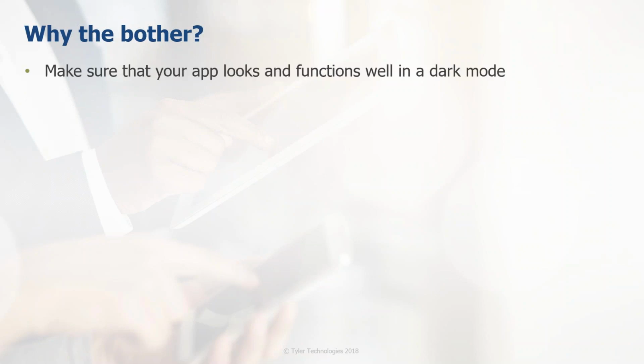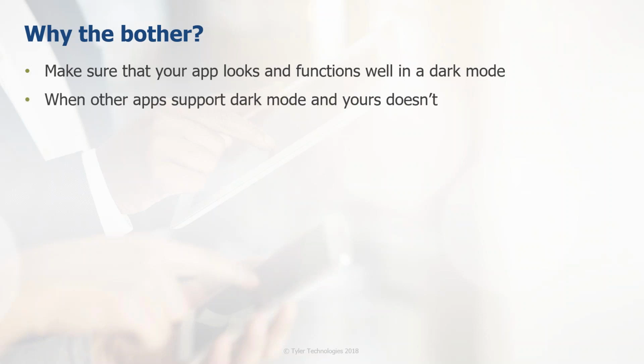So why the bother? Well, you want to make sure your app looks and functions well in a dark mode. Some components will automatically update themselves to use a dark mode theme. Others will not. And unless you do something in your app, it could look a little disjointed. It also looks a little odd for the user when all their apps support dark mode and yours doesn't. So yours is just this bright white speck in the middle of their screen. It's also easy to read at night. You know, if someone's using their phone at night or in their car, as a passenger, it's a lot darker. It's dark mode.